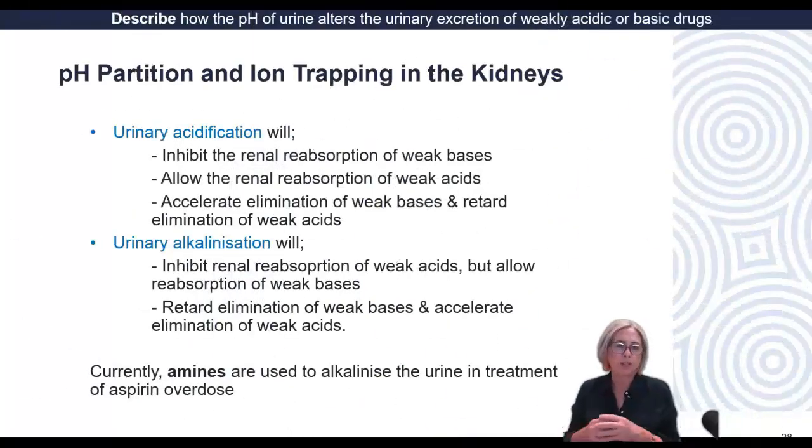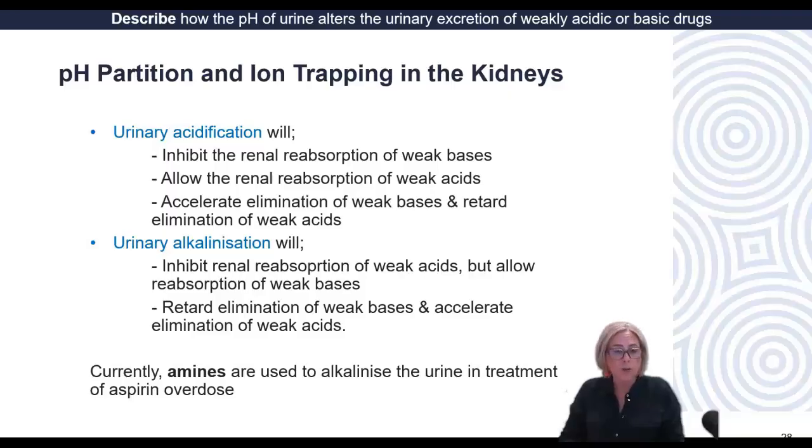Now looking in particular at how the alteration of the pH of urine can affect the excretion of weakly acidic or basic drugs. If the urine is made more acidic, that will inhibit the renal reabsorption of weak bases. However, it will allow the renal reabsorption of weak acids due to all this ionization, unionization that I've been talking about. So if you acidify the urine, that will accelerate the elimination of weak bases and slow down the elimination of weak acids.